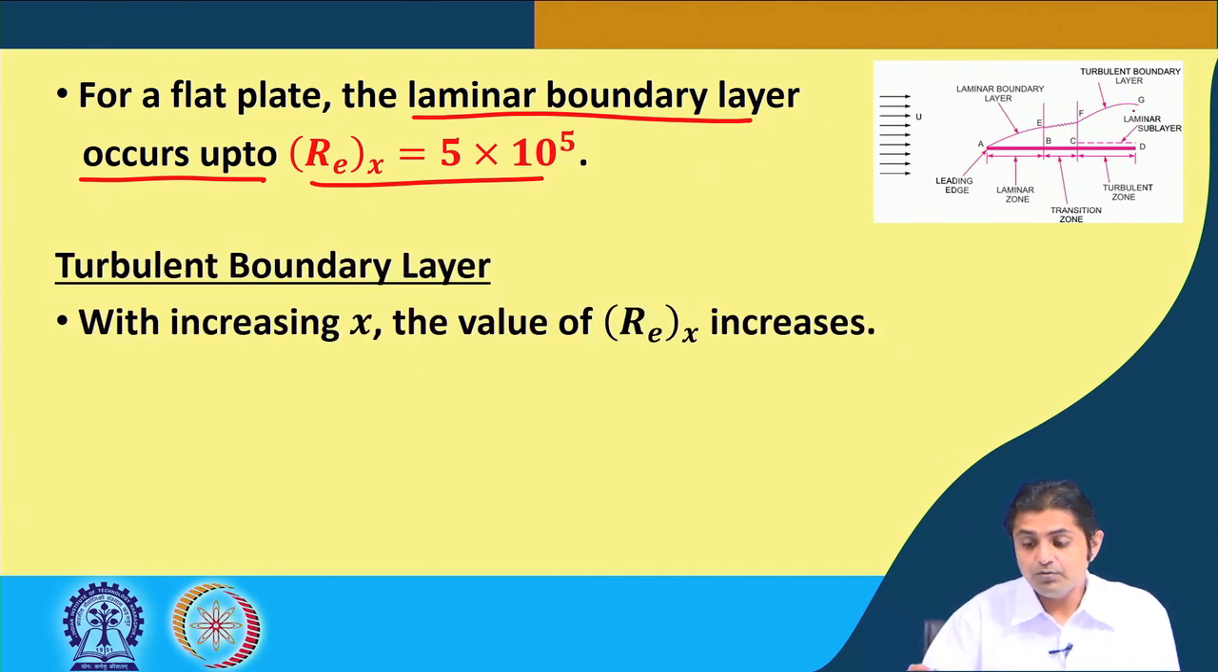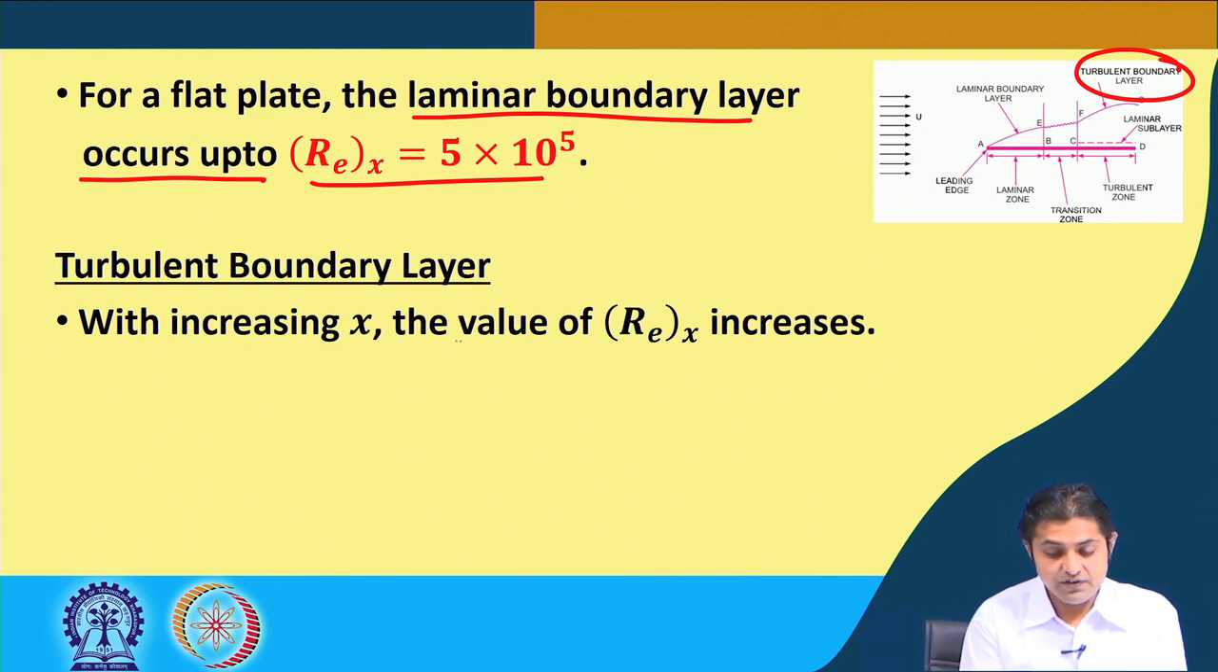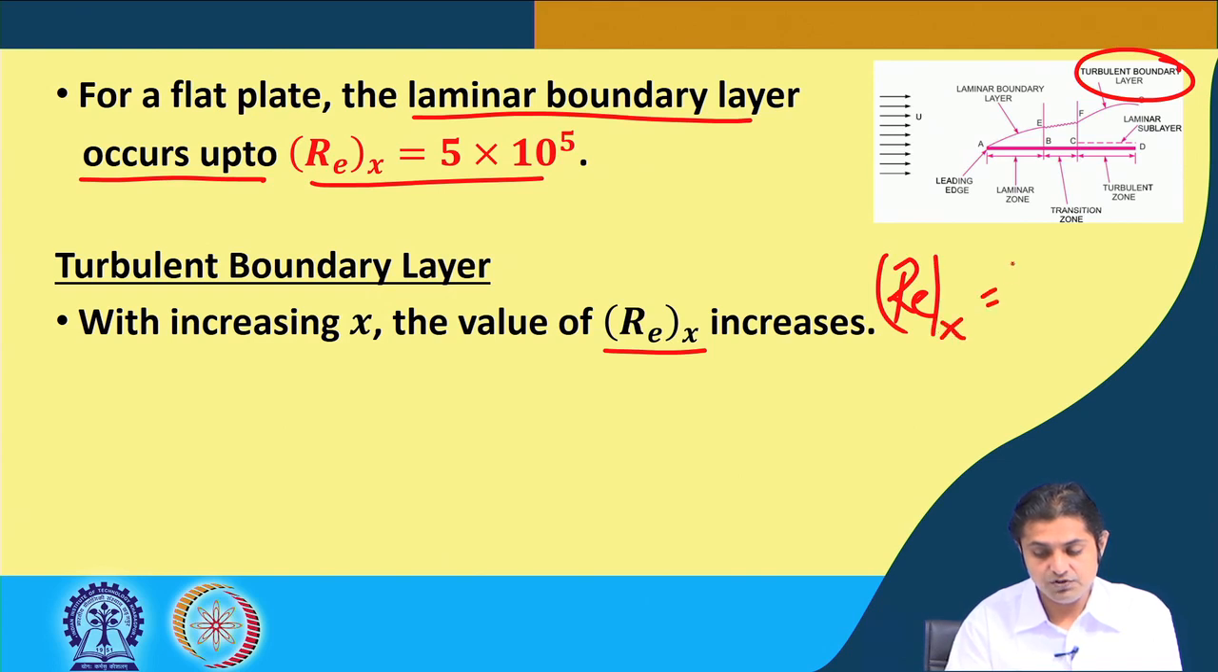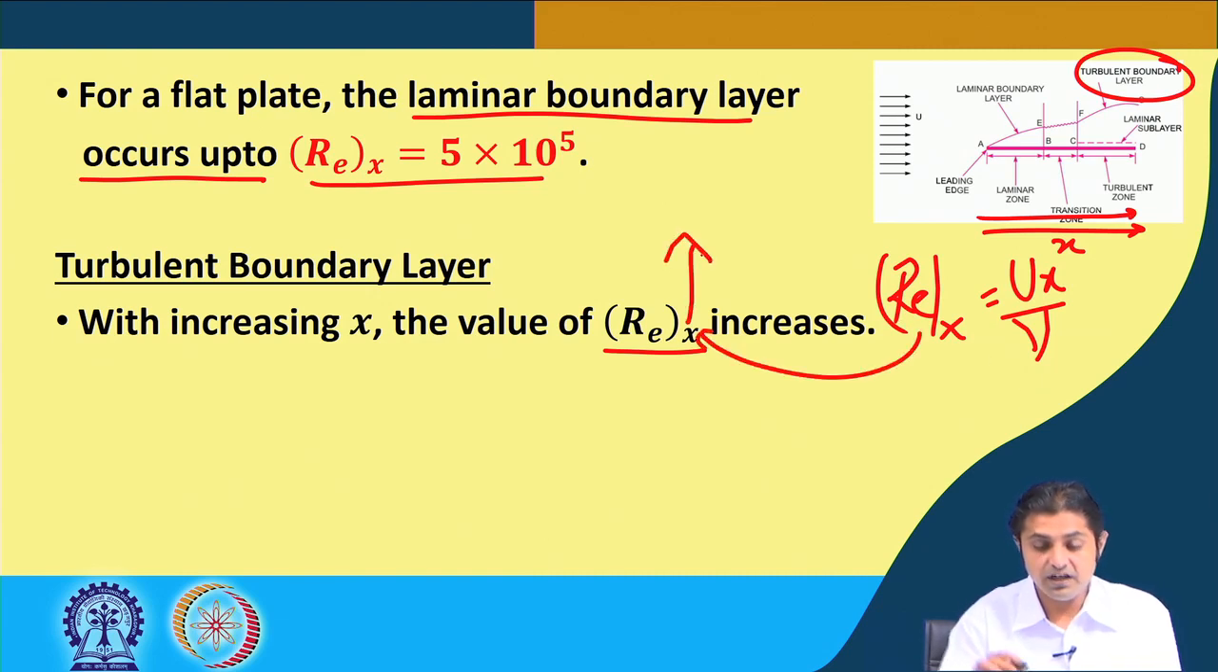And then there is a turbulent boundary layer here, a little bit information on that. Actually, with increasing x, as we saw, Reynolds number as a function of x was u x by nu, and x is in this direction. So, as you keep on moving in this direction, x is going to increase, and therefore, the Reynolds number will increase, right.